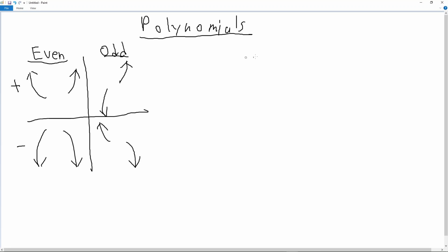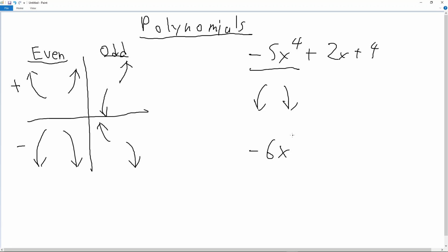So let's look at negative 5x to the fourth plus 2x plus 4. This is the leading term and it has a negative sign while it has an even degree. This means that it would mimic a negative quadratic, which looks like this. Let's look at another example. Negative 6x cubed plus 6x squared plus 3. This is the leading term. It has a negative sign and this time it has an odd degree. This means that it would mimic a negative cubic, which looks like this.